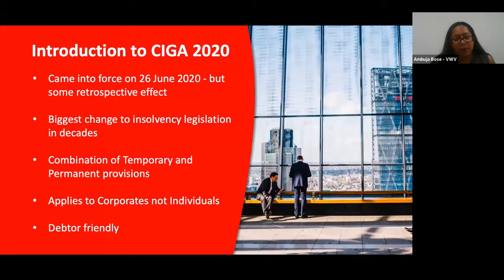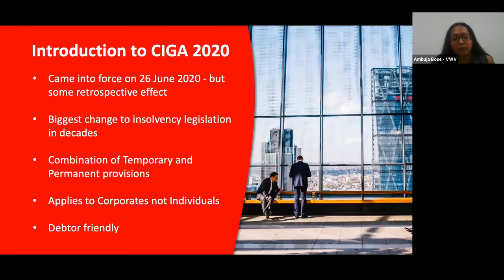There have been lots of ancillary bits of insolvency law that have changed over the years, but prior to this, I'd probably say that the introduction of the Enterprise Act in 2002 was the next most recent fundamental change to insolvency legislation. CIGA has been pushed through quite quickly, and the government have in some ways just rushed it through Parliament as a response to the coronavirus crisis in particular.